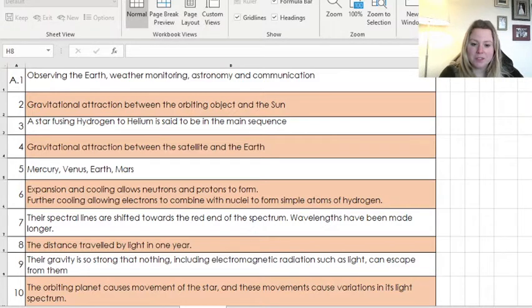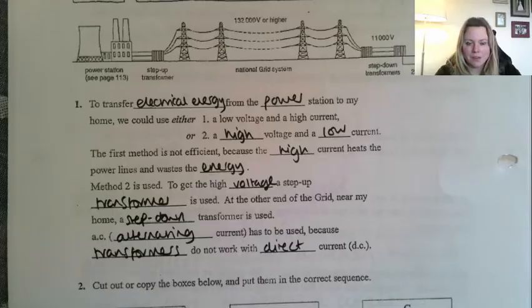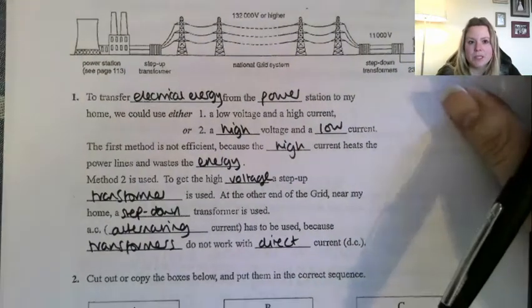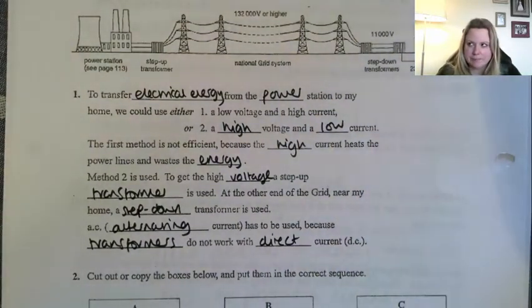Okay, there's the answers for you to mark and correct what you put down. Thank you. Okay, if you open up at page 246 for me, please, we'll go over these answers from last lesson.